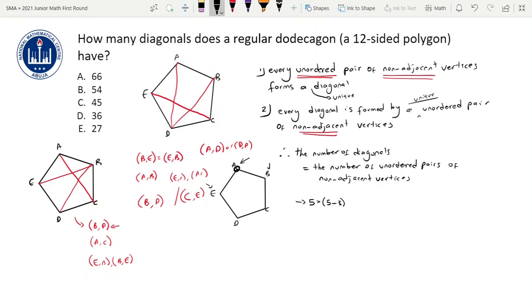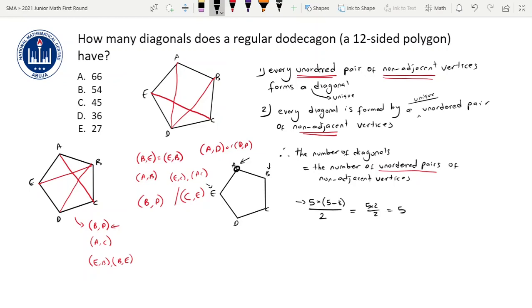And then remember, we are looking for the number of unordered pairs, right? So it doesn't matter if we pick B before E or E before B. So since we're looking for the number of unordered pairs, we're going to divide by 2 to account for the permutations. Since in this 5 times 5 minus 3 possible pairs, we're going to have something like AB and also have BA. So we're going to divide by 2 since AB and BA are both the same thing. And so for a 5-sided polygon, this is the number of diagonals that shape will have: 5 times 2 divided by 2, which will be 5.